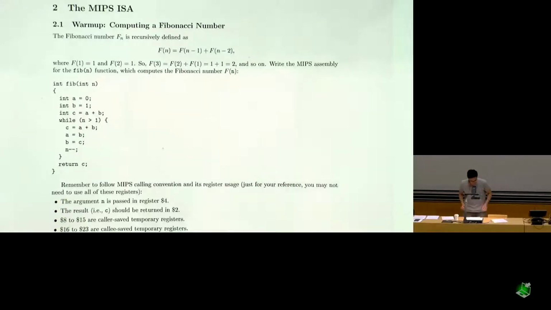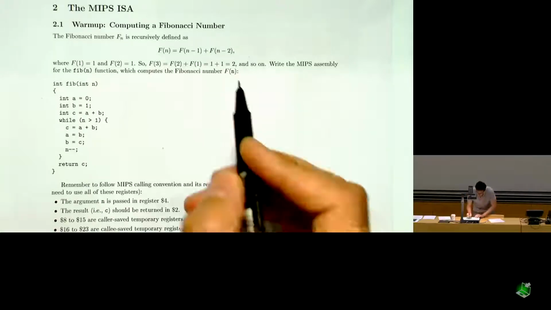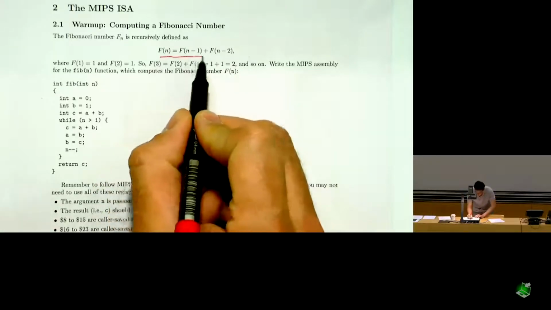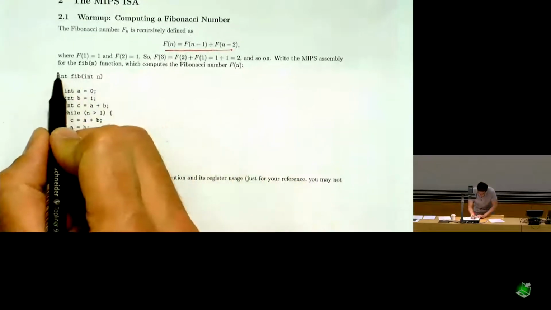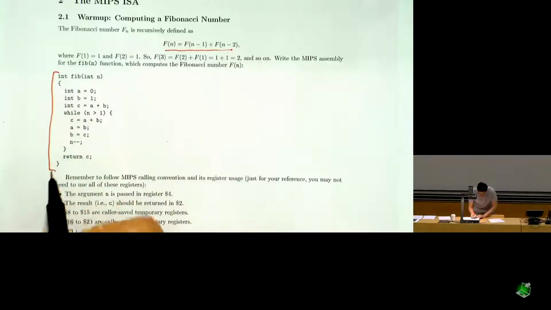In the first part, it's a warm-up, computing a Fibonacci number. So this is about writing MIPS code to compute the Fibonacci number. And as you know, this is the expression for calculating the Fibonacci number. And here you have high-level language code, C code, to calculate this Fibonacci number.